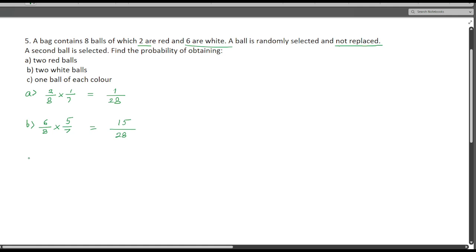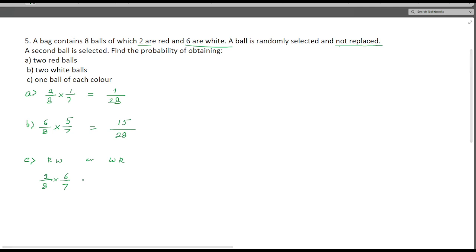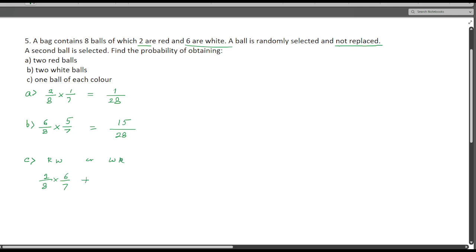And the third, part C, is one ball of each color. One ball of each color means either it is red, white, or it is white, red. When it is red, white, the number of red balls is 2 out of 8, and then the number of white balls is 6 out of 7, because we are not replacing the ball which we are taking out. Or the first ball is white, which is 6 divided by 8, times the second ball is red, which is 2 divided by 7.